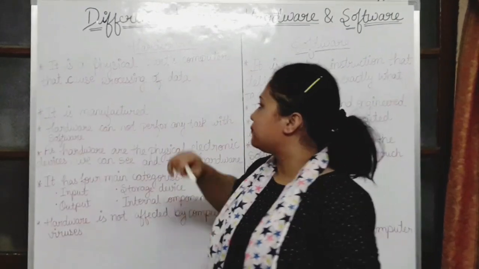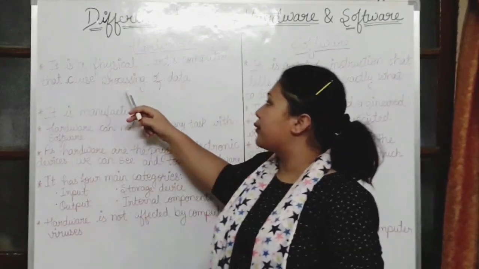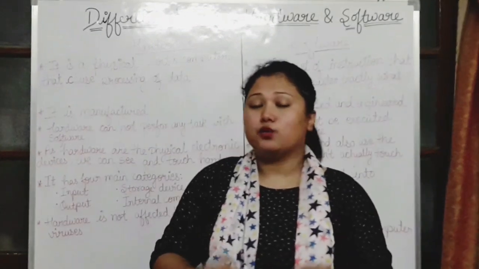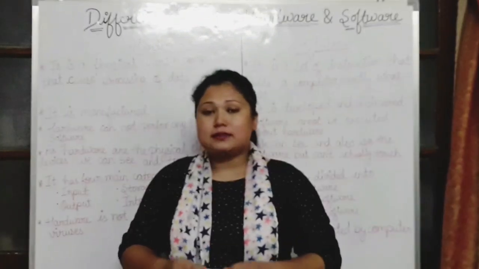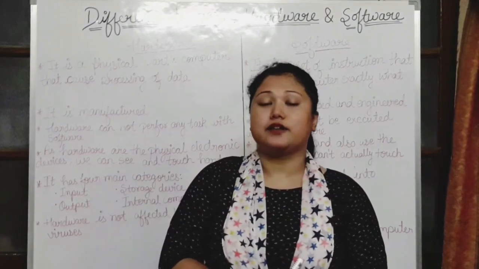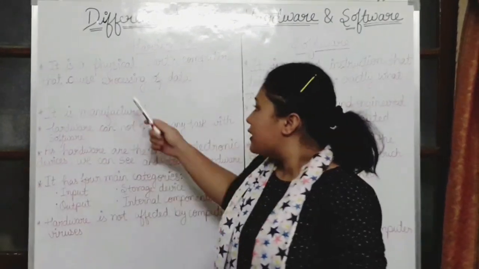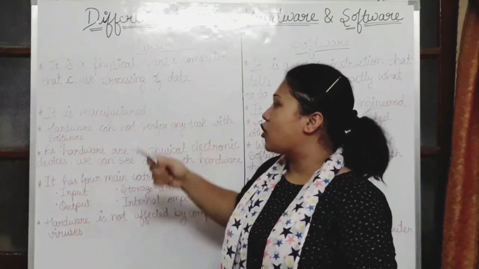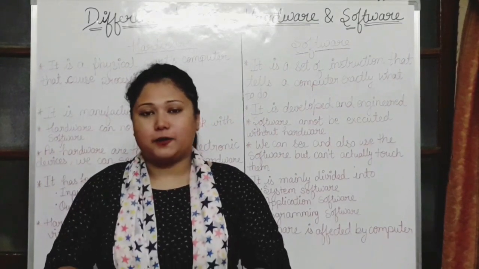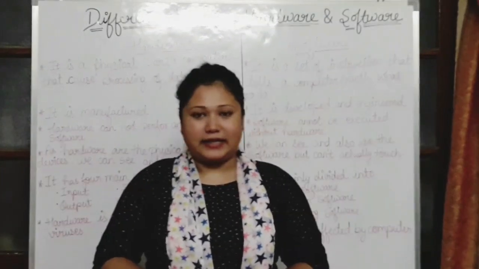What is hardware? It is a physical part of a computer that causes processing of data. That means it is a physical part. And what is physical here? Those parts of a computer which we can touch. Okay? Which we can touch and feel. That part of a computer is called physical. The hardware is a physical part of a computer that helps the computer system to process data.